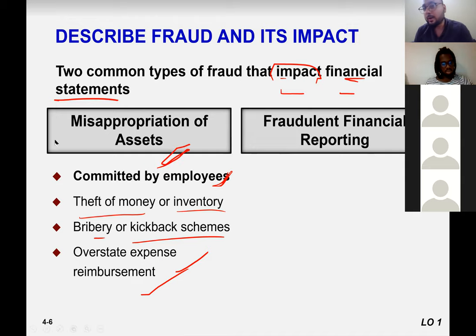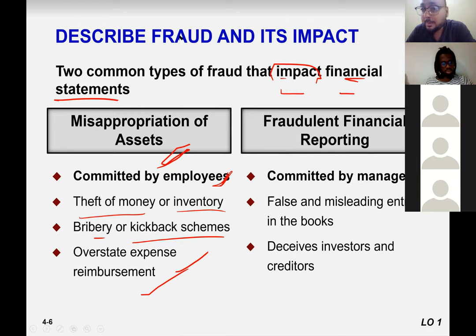Now, fraudulent financial reporting is mostly committed by managers. Like I mentioned earlier, a customer paid you $4,500, but you recorded $450. And it is hard to find out.